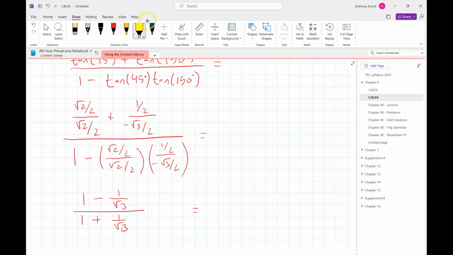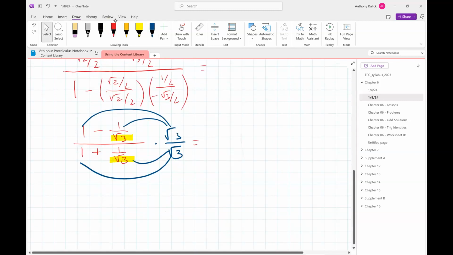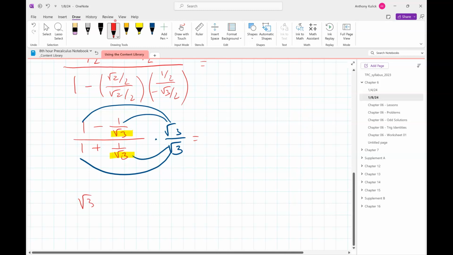To do that, I'm just going to multiply the top and bottom of this fraction by the denominator in the little fraction. So that distributes all the way through.